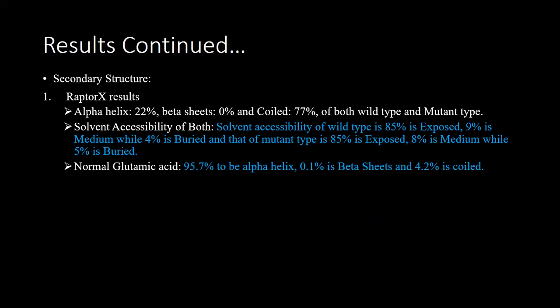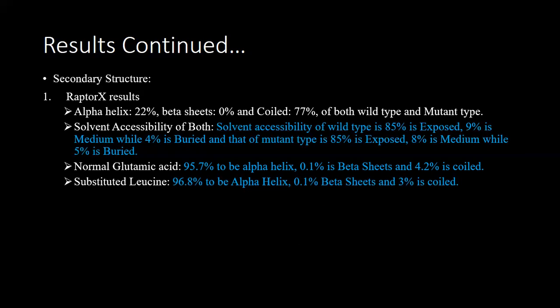And also, what is the formation of normal glutamic acid? Normal glutamic acid has 5.7% alpha helix, 0.1% beta sheet, and 4.2% coil. Substituted leucine, glutamic acid changed to leucine, contains 96.8% alpha helix, 0.1% beta sheet, and 3% coil.